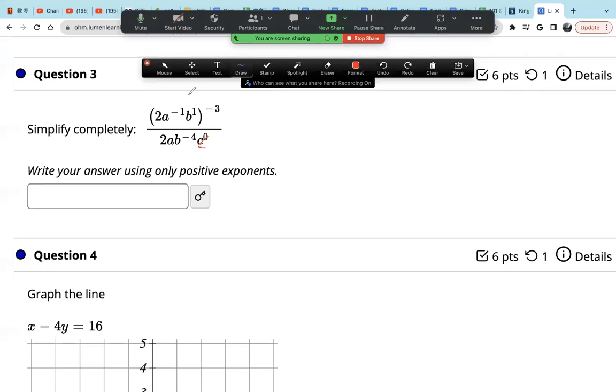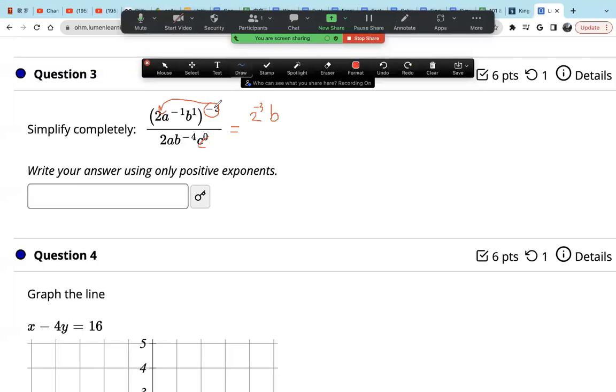We can distribute -3 to the power for 2, the power for a raised by -1, b raised by 1. Maybe let's do that. So then the numerator will have 2 raised by -3. Because this -3 is with parentheses, that means this -3 is for 2, for a, for b, for all of them. So 2 raised by -3, and b raised by -1, then raised by -3 again.